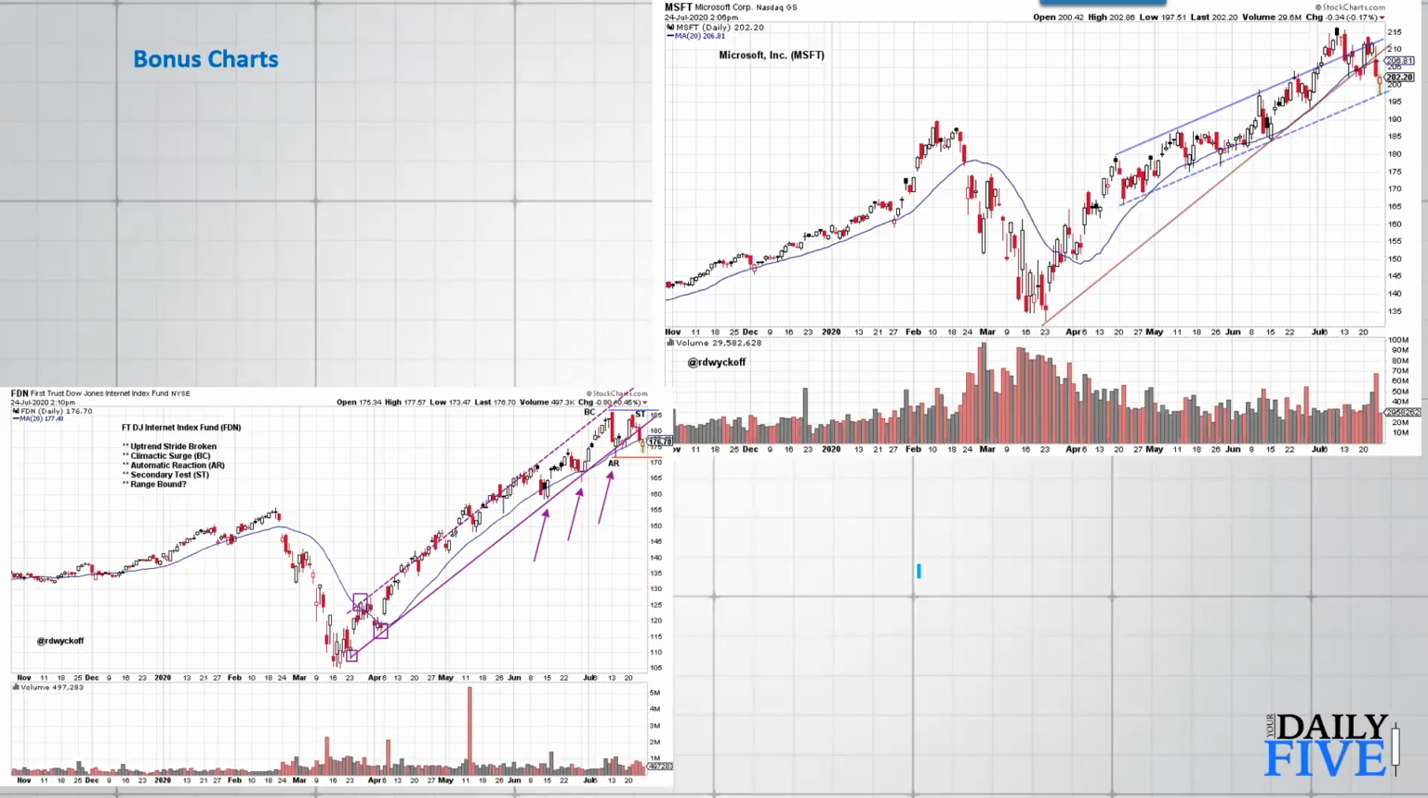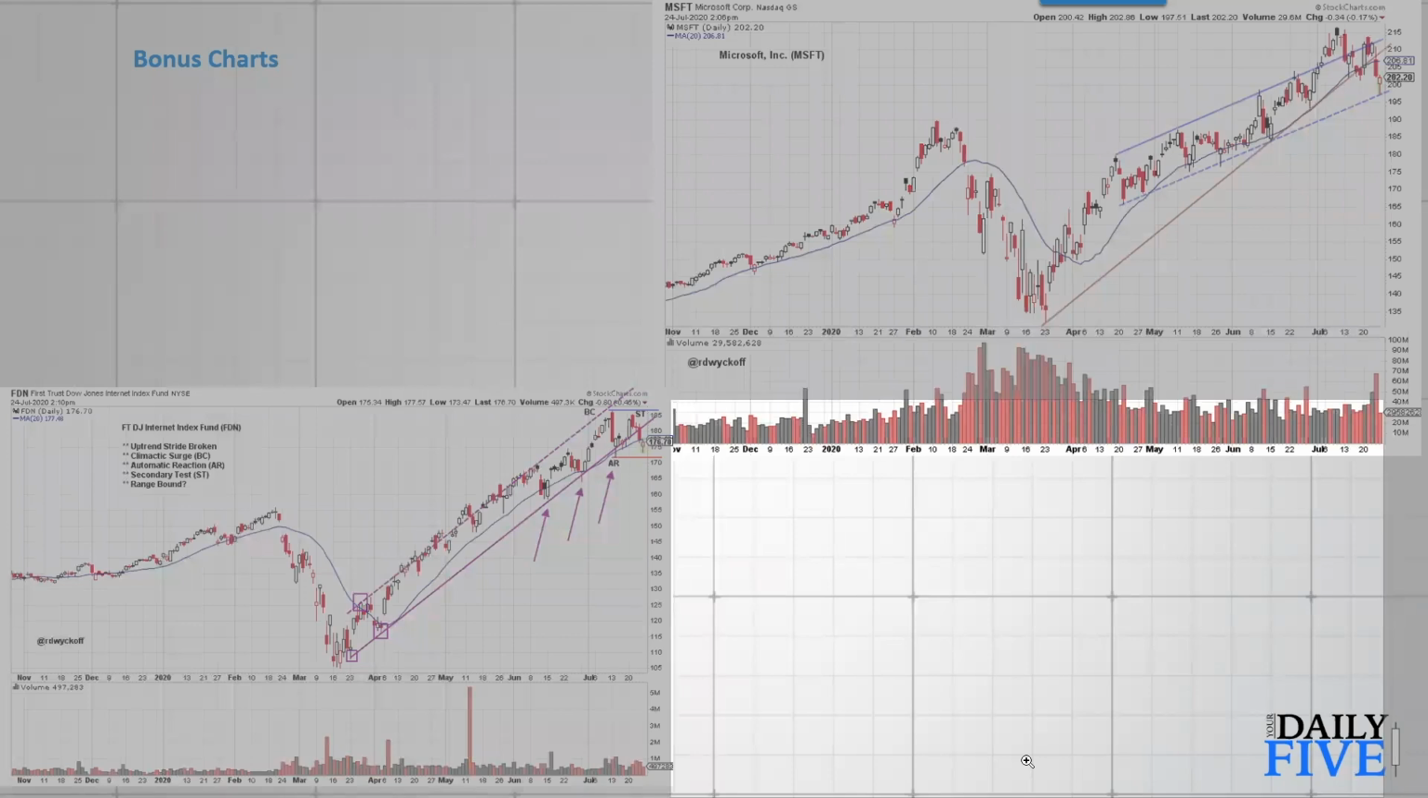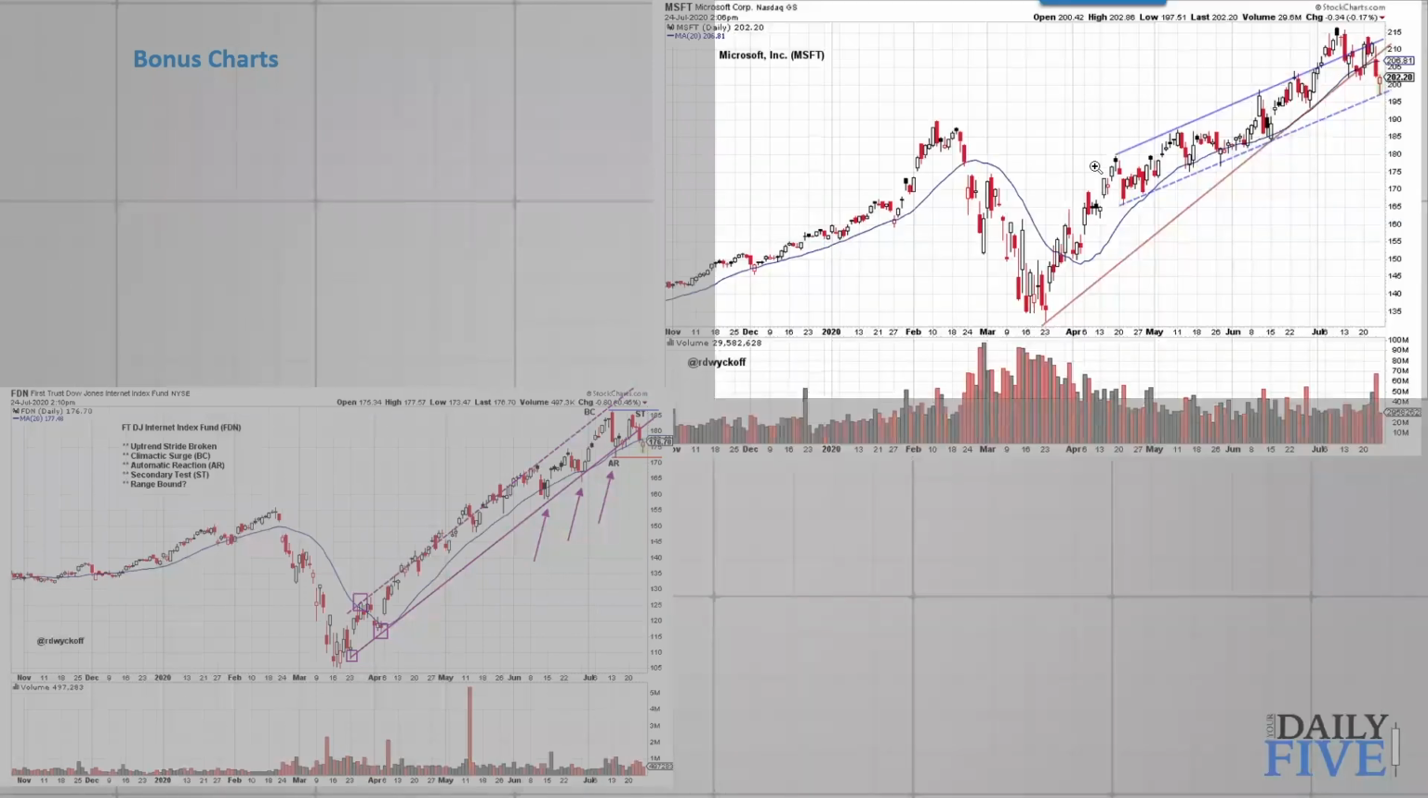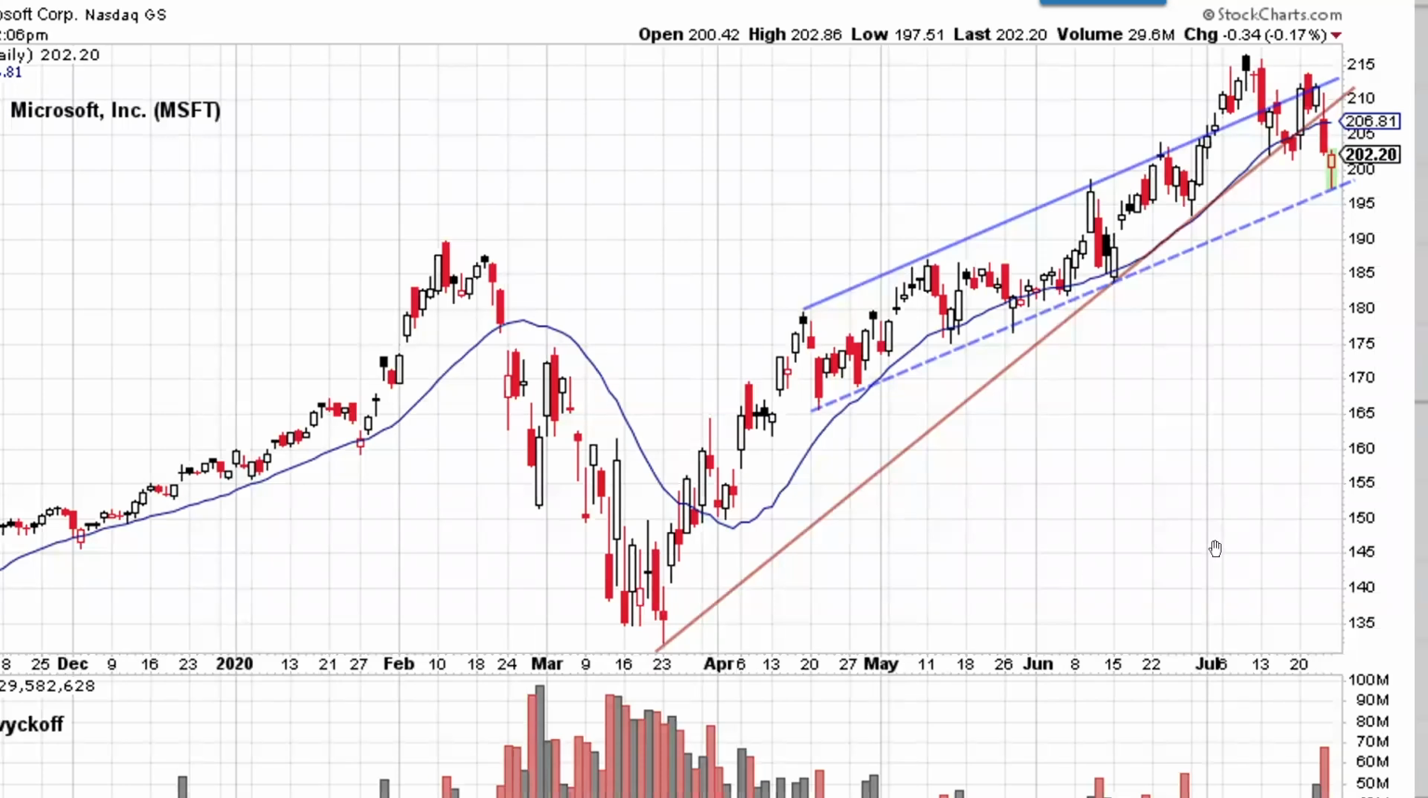And so here, let's look at Microsoft and the First Trust Dow Jones Internet Index. So you can see here with Microsoft, classic throw over, overbought condition in the uptrend. Look at these great touches here along the way. These are all really good touches of the oversold line. And now we've touched it again. It's attempting to go back up.